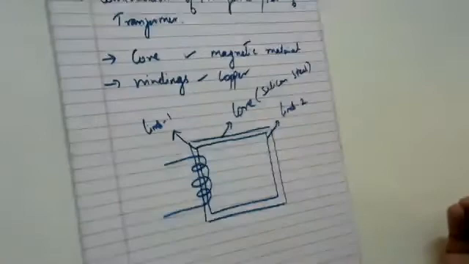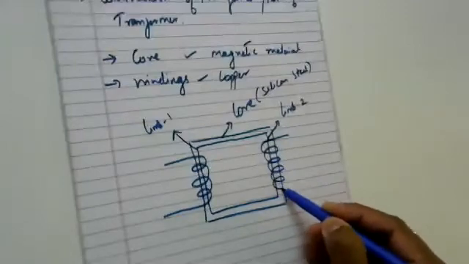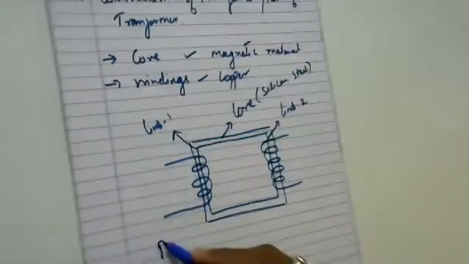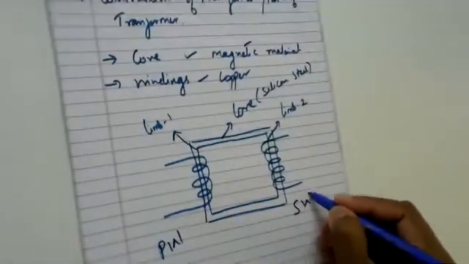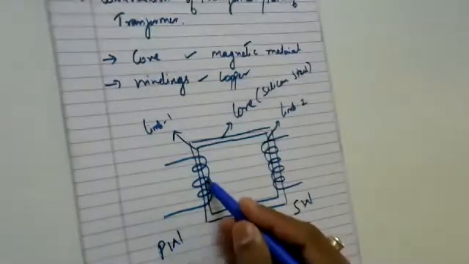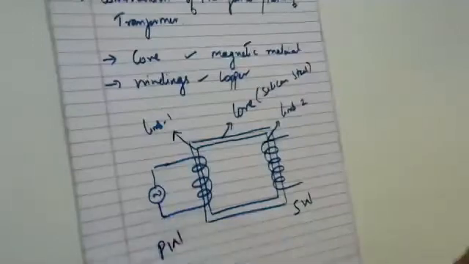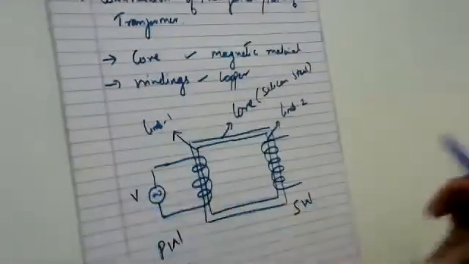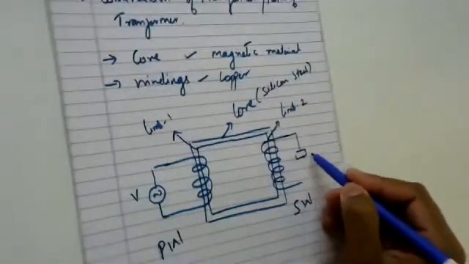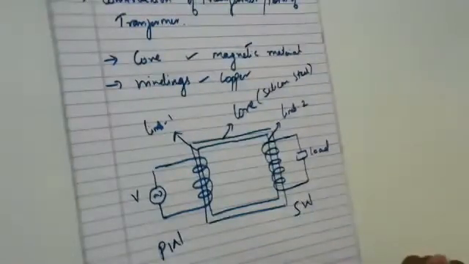So this is a primary winding, and one more winding is wound on the second limb. This is called a secondary winding. Now, how to define the term primary winding? A winding which is connected to the source or supply voltage is said to be the primary winding. A winding which is connected to a load is said to be the secondary winding.